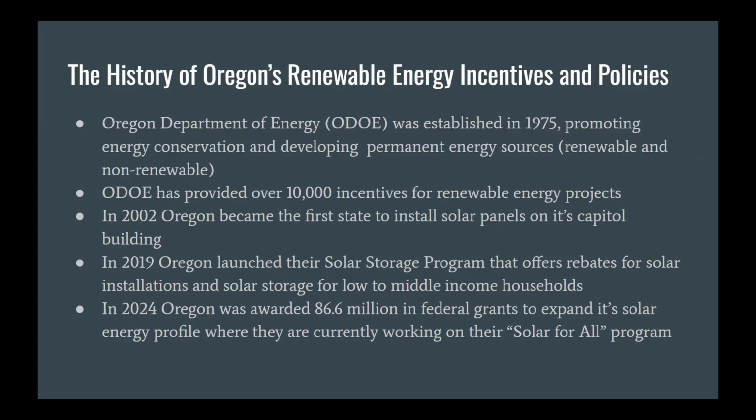In 2002, Oregon became the first state to install solar panels on its Capitol building. And in 2019, Oregon launched their solar storage program that offers rebates for solar installations and solar storage for low to middle income houses. And then finally, in 2024, Oregon has awarded $86.6 million in federal grants to expand its solar energy profile, where they are currently working on the Solar for All program.